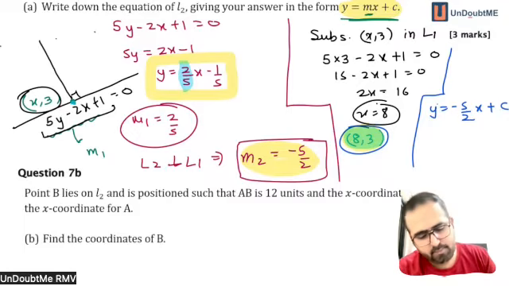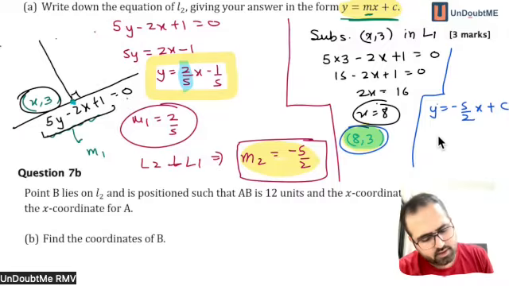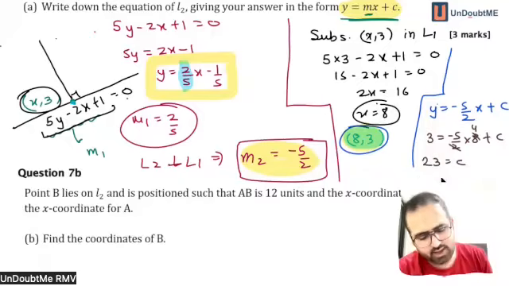So 3 is equal to minus 5 by 2 times 8 plus c. 2 ones are 2, 2 fours are 8, 5 fours are 20. 20 goes there, it will be 23. The value of c is 23. And y is equal to minus 5 by 2 x plus 23.